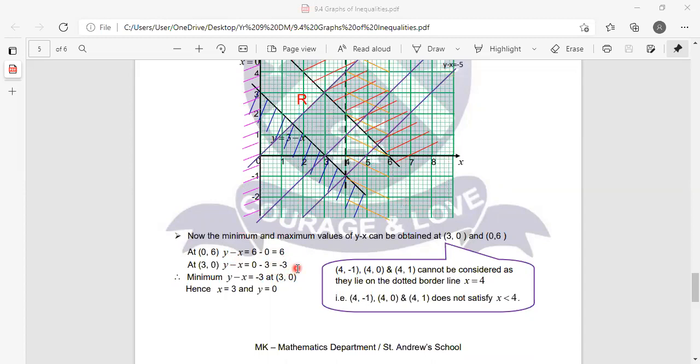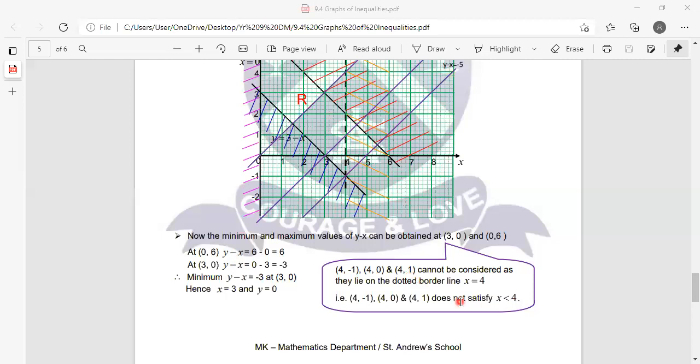Since the question is only asking for the minimum, the minimum value of y minus x is -3, and this happens when x is 3 and y is 0. So we're looking for the values of x and y so that y minus x is minimum. I put a note for you on why we do not consider (4, -1), (4, 0), (4, 1), because they lie on the borderline x equal to 4. And since we have x less than 4, those points are not included in the inequality region. I hope this is clear.